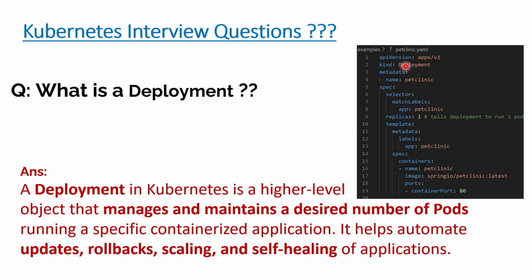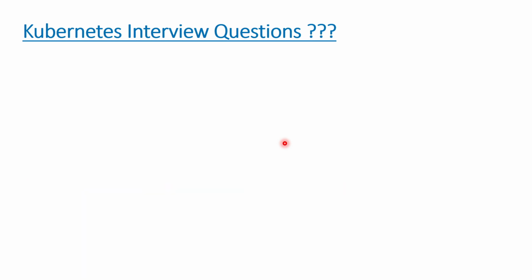So you see, the kind is Deployment, and these are the match labels. Replica one means I'm telling only one pod for this deployment, and this is the container. So I'm saying please create a pet clinic container or a pod with the help of this deployment. So a deployment is a family of a pod and container manifest.